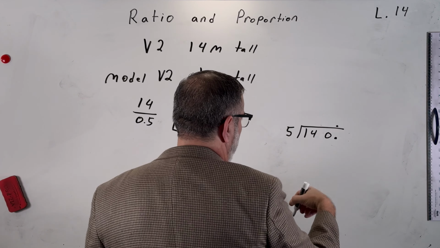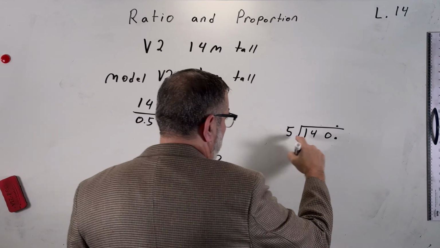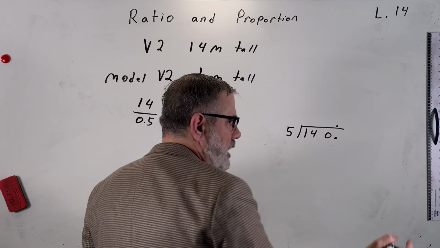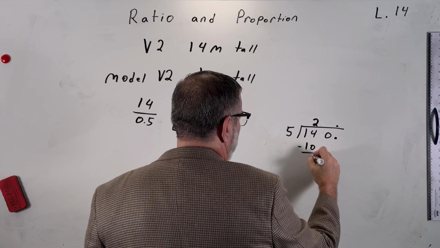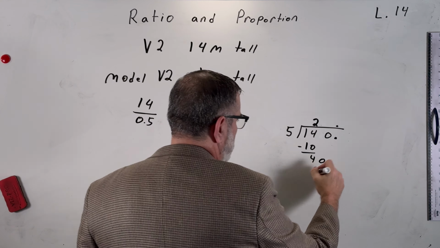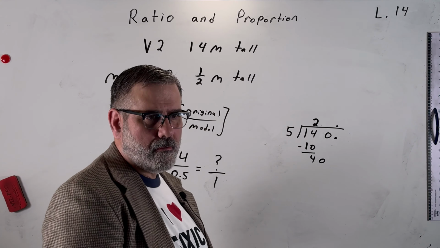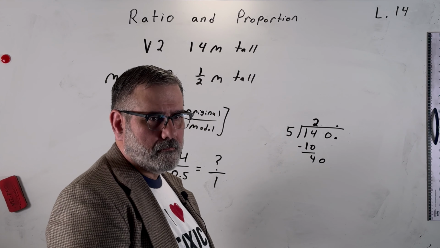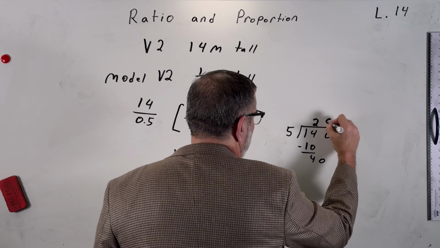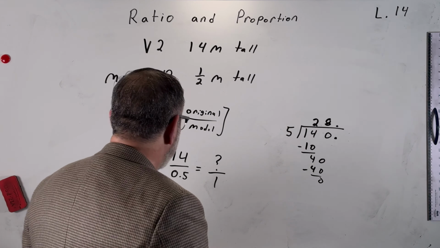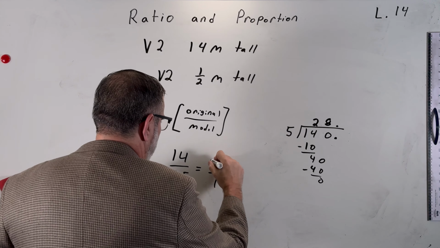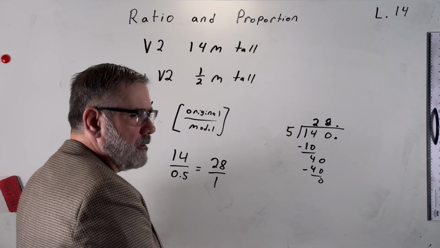So how many 5s go into 140? Well, how many 5s go into 14? You can almost get 3, but not quite. So we'll write that as 2. And 14 minus 10 is 4. Drop down the next digit. How many 5s go into 40? 8. 8 times 5 is 40, so that leaves us a remainder of 0. So we see that the scaling factor here is 28 to 1.